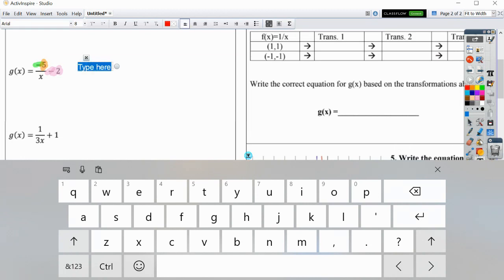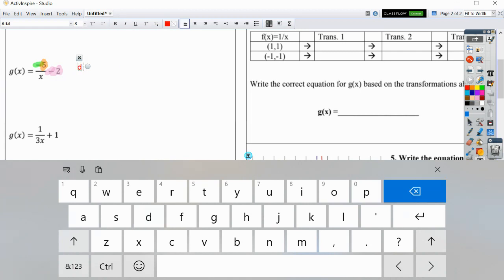So I just need to make sure I put them in the correct order. Vertical goes in the order of PEMDAS. So multiplication comes before subtraction. The -5 part is a multiplication. It's multiplying the 1 over x. So that's going to have to go first. I can say the dilation or the reflection first. It doesn't matter because they're both considered like multiplication.